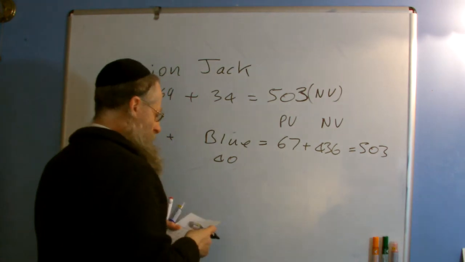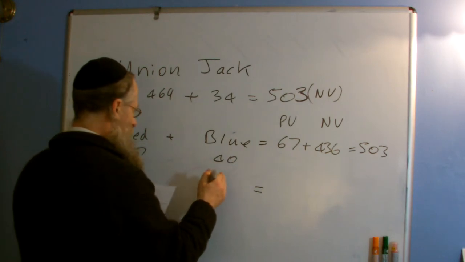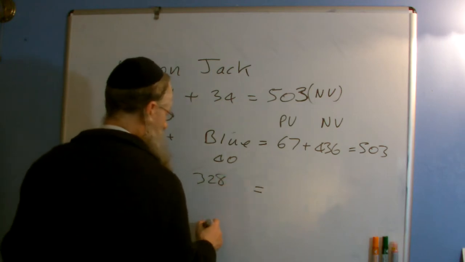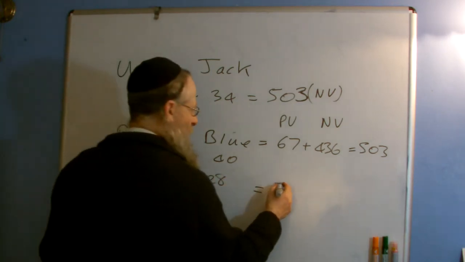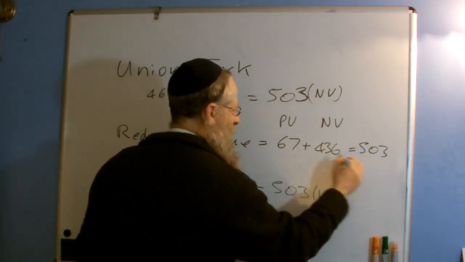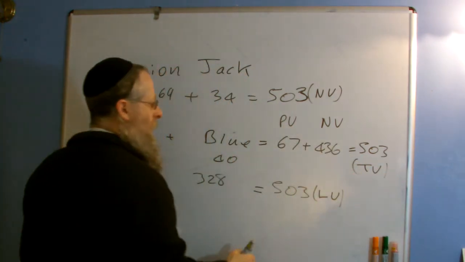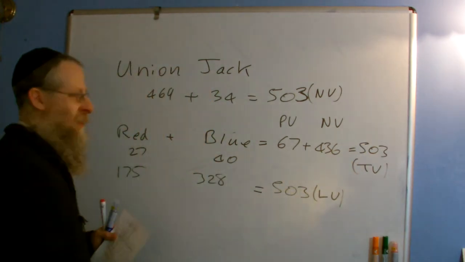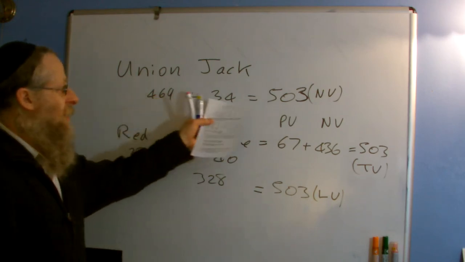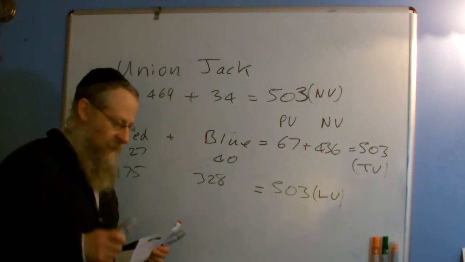503. But if we use the large value of red and blue, which is actually 175 and 328, we will also get 503. So that's the large value, and this is the total value, which is the placement value plus the normal value. And I get the same number in two ways for red and blue when they come together. And the Union Jack is 503.